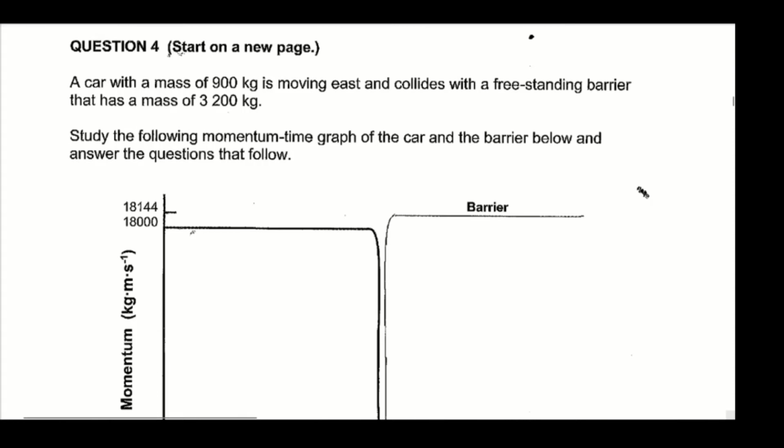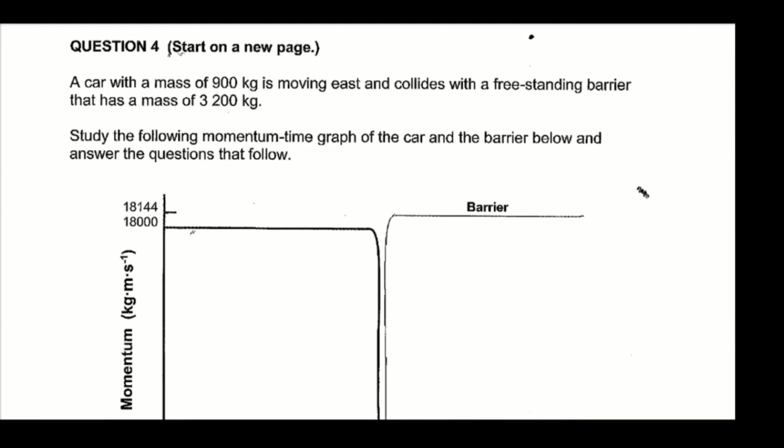Question 4. The statement reads as follows. A car with a mass of 900 kilograms is moving east and collides with a freestanding barrier that has a mass of 3,200 kilograms. Study the following momentum versus time graph of the car and barrier below and answer the questions that follow.